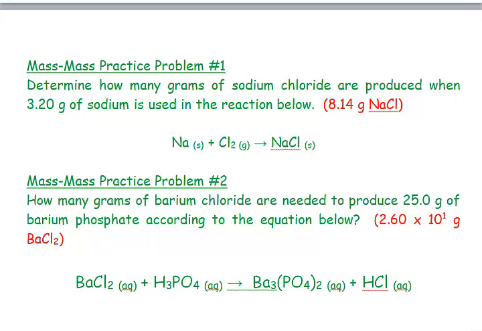Here are 2 mass practice problems for you to attempt. The answers are provided for you in red. Good luck.